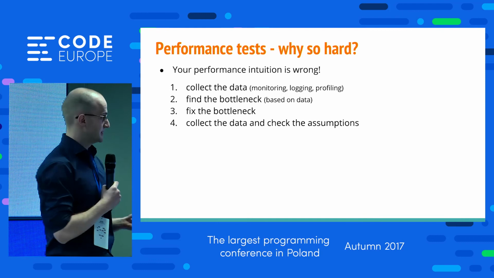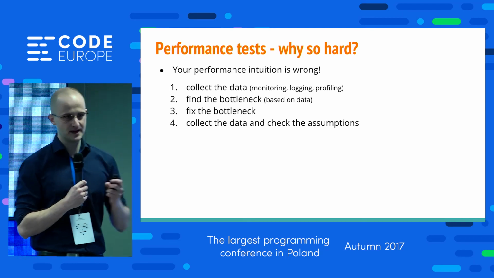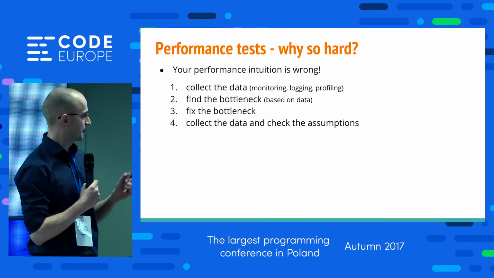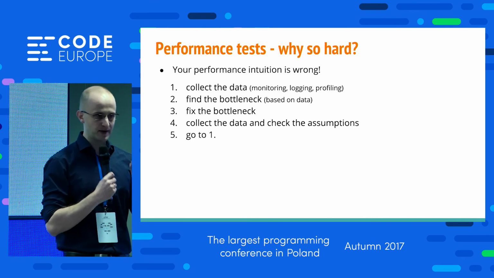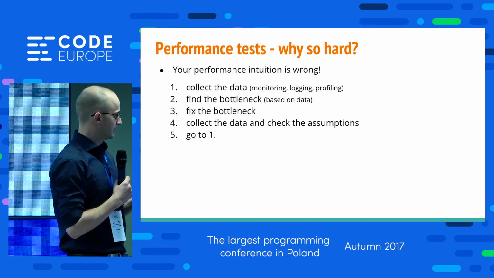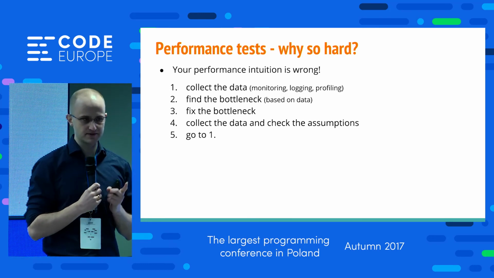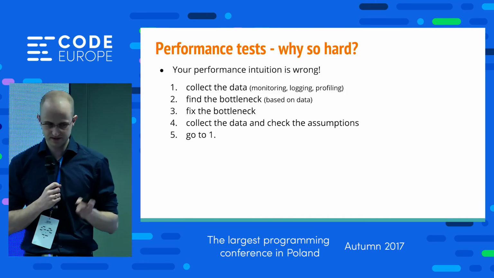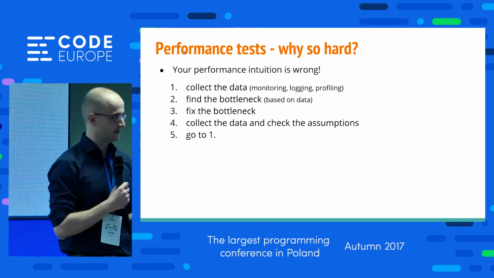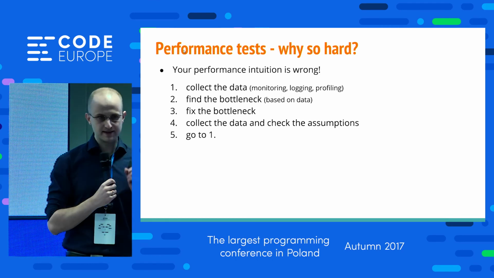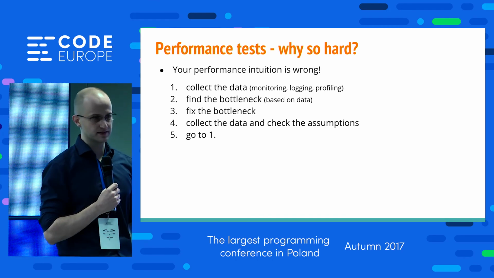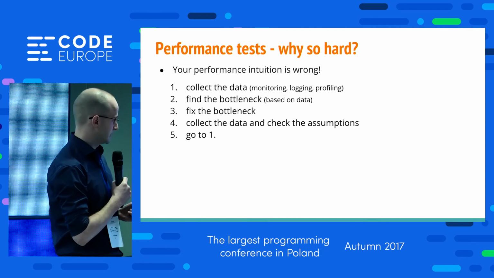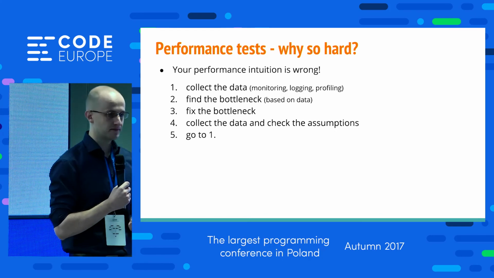The algorithm is pretty simple. First, collect the data. So monitoring, logging, profiling, etc. Find the bottleneck, but based on the data. Fix the bottleneck, but fix only one thing at a time. Not all possible bottlenecks, not all imaginary bottlenecks, one thing. Then collect the data again and check your assumption. Is it better? Is it worse? How much is it better? So things like that. And go to step number 1.